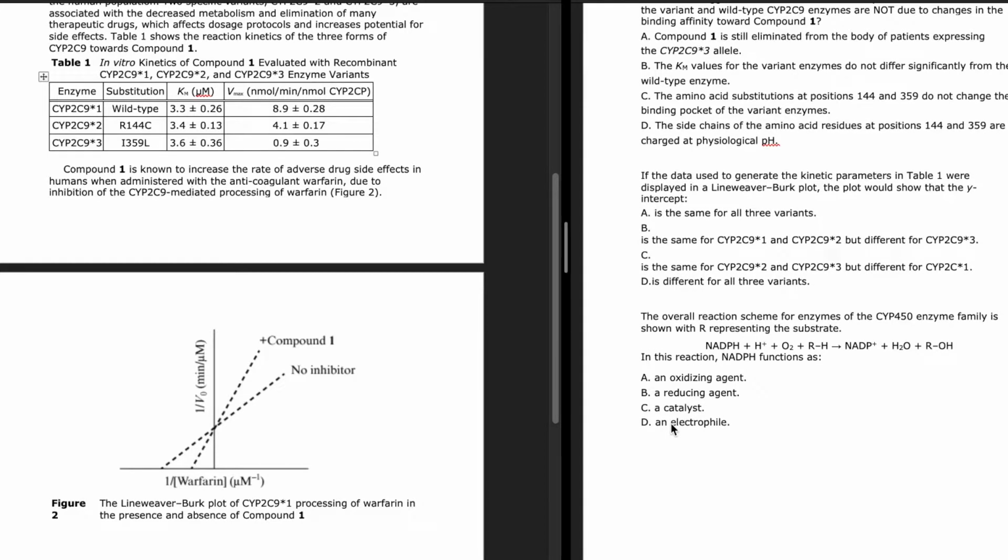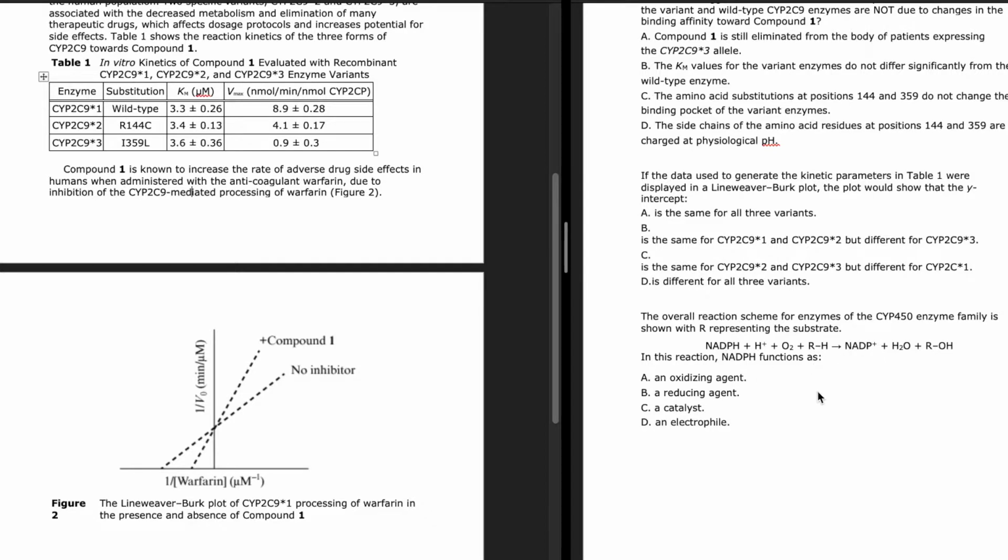And this last question, the overall reaction scheme for enzymes of the CYP450 enzyme family is shown with R representing the substrate. So right off the bat, this is probably a basic science question, right? They give me this little mechanism. It's asking about, look at the answer choices. I'm going to use my background information to solve this, so I'm not going to reference the passage. So it's asking what the function of NADPH is. So I see that NADPH goes from NADPH to NAD+.